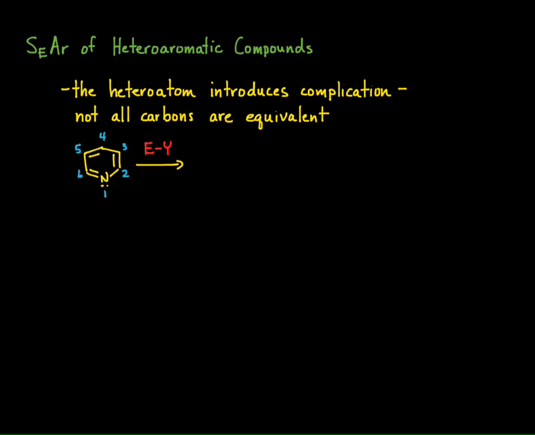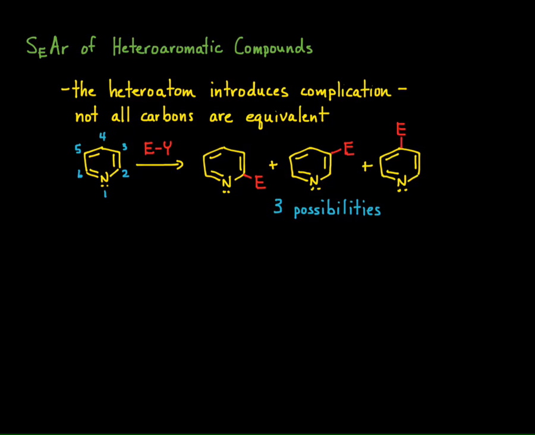Nitrogen never gets substituted, so only carbons are going to undergo substitution, because if the nitrogen does, then aromaticity is lost. So we could get an electrophile adding to the 2 position, to the 3 position, or to the 4 position. Of course, adding to the 5th position, there's symmetry with carbon number 3, and so it would give you the same product. So all in all, we see that there are 3 possibilities for electrophilic aromatic substitution.